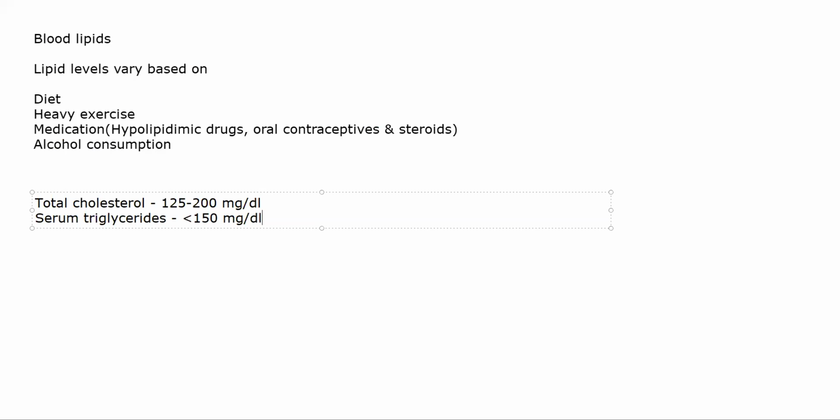Then normal HDL levels, okay, serum HDL levels should be high. Generally it should be higher than 40 mg per dl, 40 to 60 mg per dl. Okay, not lower than 40. HDL should be high, LDL should be low. Now serum LDL should generally be lower than 100 mg per dl. This is for an average healthy individual.